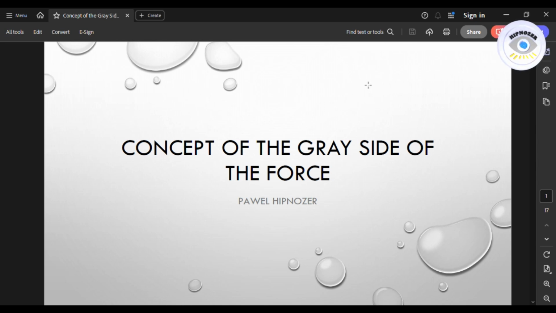Taking a look at the grey side of the Force in the Star Wars universe. And it's not just a presentation about grey Jedi, it's something slightly different, although they will be mentioned here as well. It's about the third side of the Force, the side between the Jedi and the Sith.